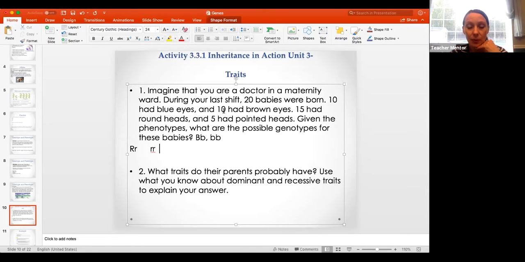Same thing with our blue eyes and our brown eyes. We know that there has to be a heterozygous genotype in that parent to have so many blue eyes, which would be recessive.